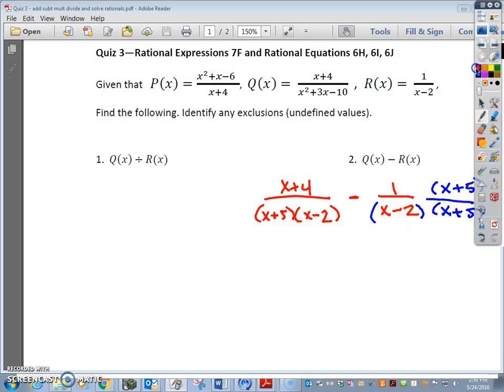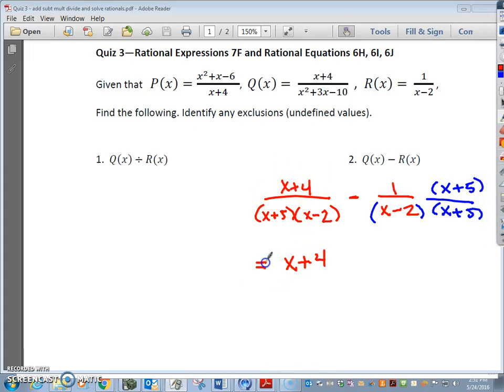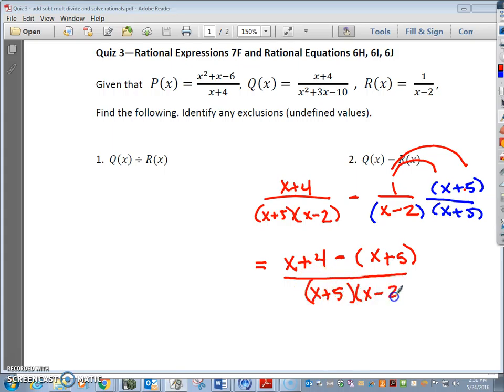So once I bring them together, it's going to be x plus 4 minus, I'm going to distribute this 1. It's going to be minus everything to the right, so I'm going to use this in parentheses. 1 times x is x, 1 times 5 is 5, so plus 5. Over, now I have one fraction, one rational expression, with one denominator, x plus 5 times x minus 2.